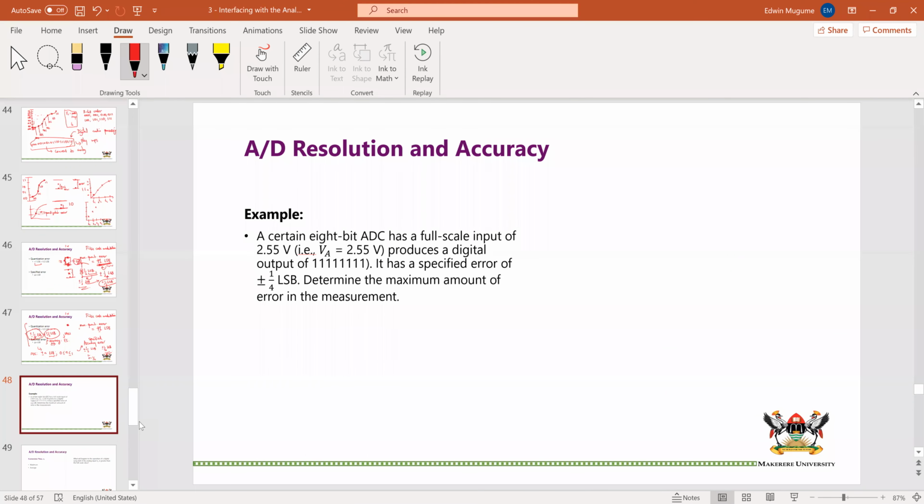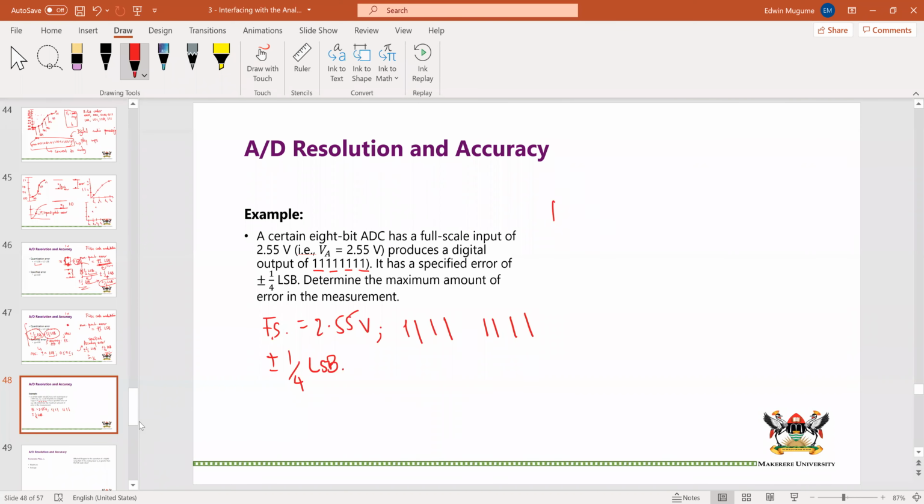Let us look at this example. So we have a full scale input of 2.55 volts. Full scale is 2.55 volts. It produces a digital output of 1, I think this is 2, 4, 6, 8, okay? 1, 1, 1, 1, then 1, 1, 1, 1. So this is an 8-bit ADC. It has a specified error of plus or minus a quarter LSB. Determine the maximum amount of error in the measurement.